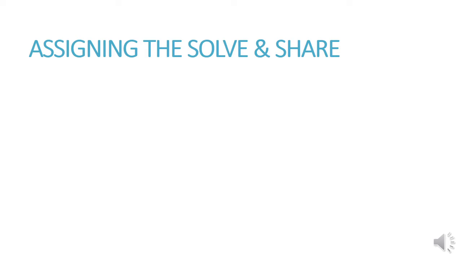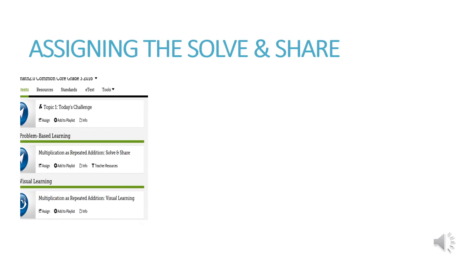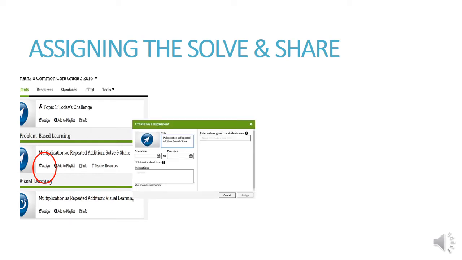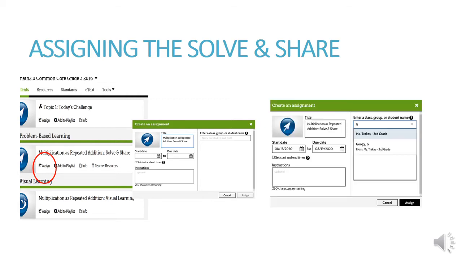The students in your class will need access to the Solvent share as an assignment. To assign the Solvent share, navigate to the topic, lesson, and then specific Solvent share you will be using. Find the Solvent share under the problem-based learning heading, click assign. A new screen will pop up titled Create an Assignment. Enter the start and end date in either a whole class, group, or student names. Once you have done this, you can then assign. The Solvent share will now show up to students as an assignment in the Classes tab on their personal enVision accounts.